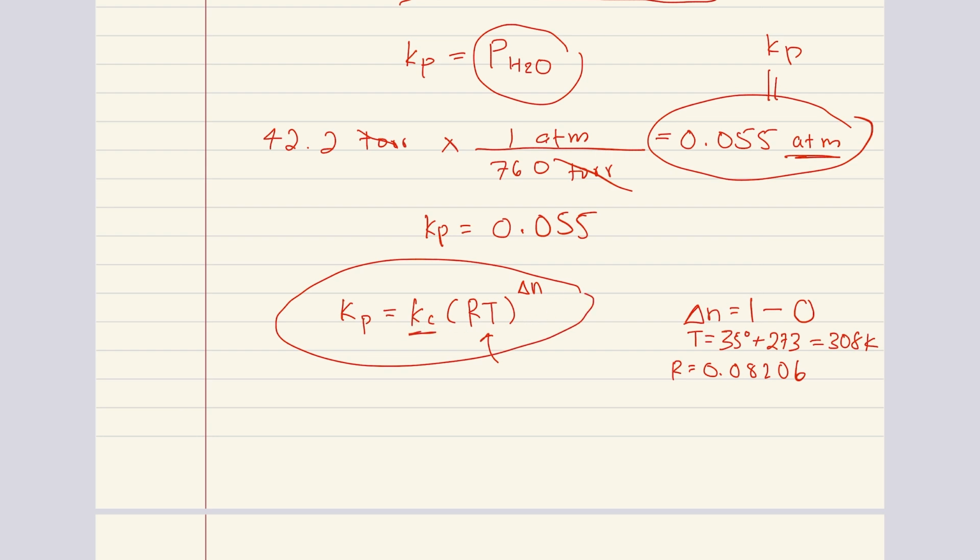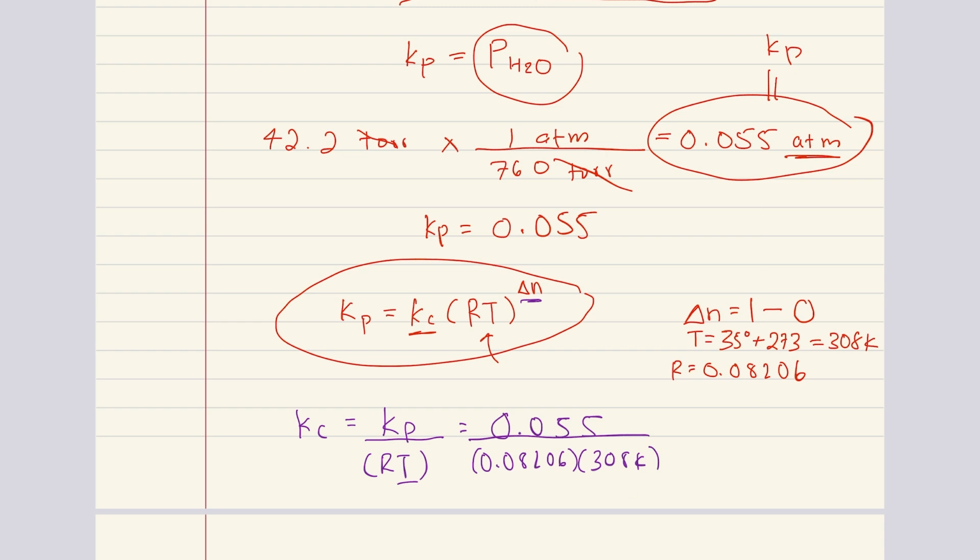Of course, let's go ahead and rearrange this so we can isolate Kc. This is going to be equal to Kp divided by RT raised to delta N. Delta N is just equal to 1. Fantastic. So this is our equation. We can go ahead and plug in our values. Kp is 0.055. Then in the denominator, we have R, 0.08206, and our temperature is 308 Kelvin. And if we plug this into a calculator, we're going to get that Kc is equal to 2.2 times 10 to the negative 3.